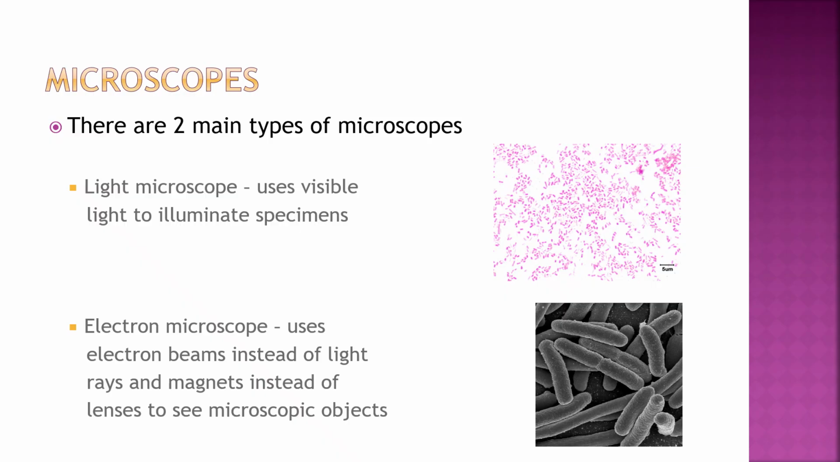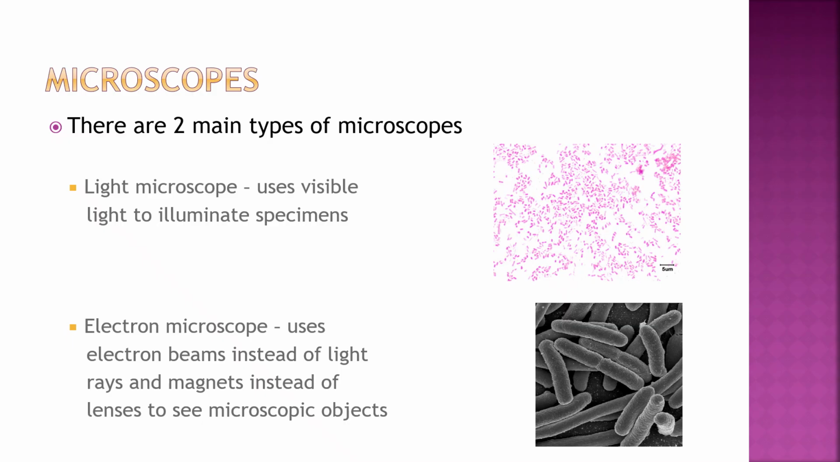So there are two main types of microscopes. There are light microscopes, which use visible light to illuminate specimens, and that's what we typically use in our teaching laboratories and what you would typically come in contact with in any type of a medical lab setting.